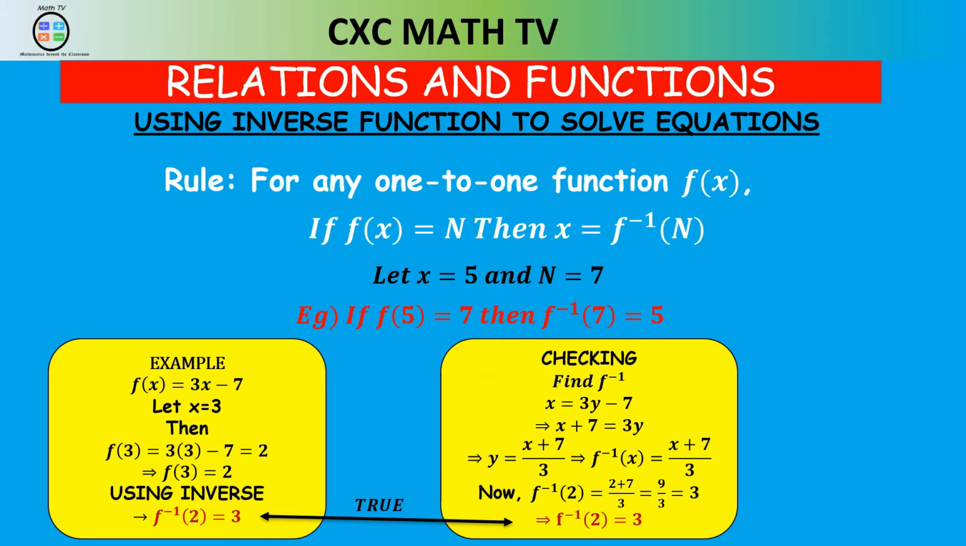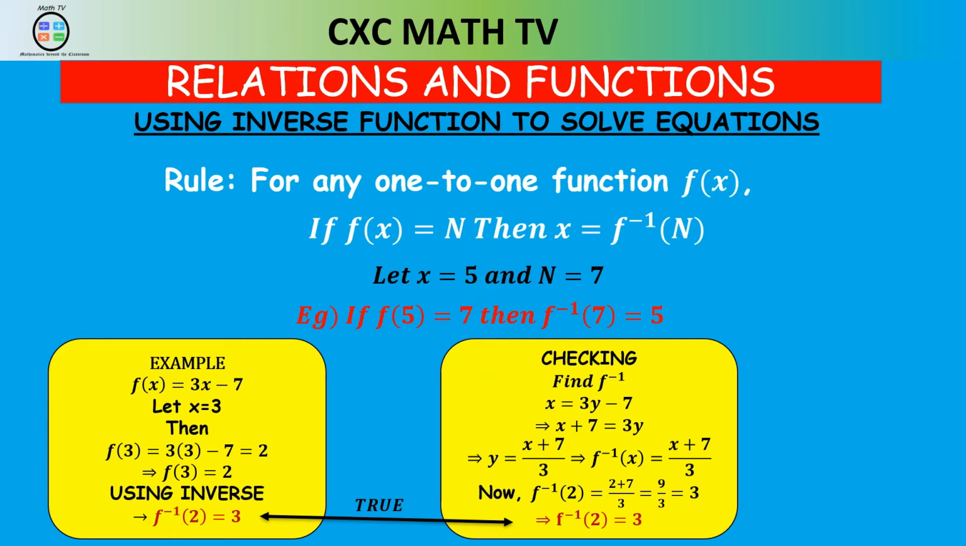Without even finding the inverse, we could have concluded f inverse of 2 is 3 just from the rule that we learned above. So if f of x is n, then x is f inverse of n.